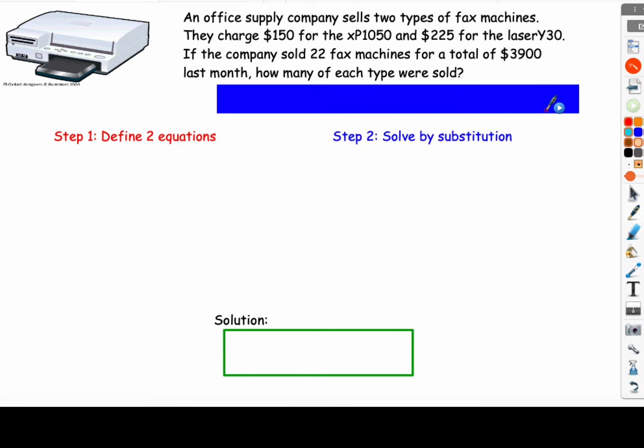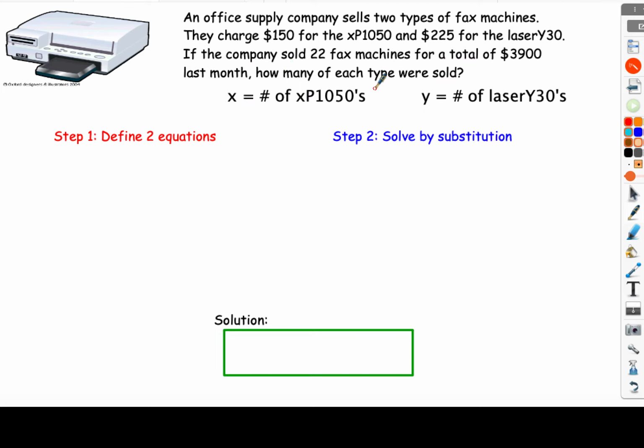Finally, where can we really use this substitution idea? Well, here's just a quick example for you of a real-world example, kind of an old one. An office supply company sells 2 types of fax machines, a way to send old-fashioned paper documents, before we could scan them in and email them to each other. They charge $150 for the XP 1050 and $225 for the Laser Y30. If a company sells 22 fax machines for a total of $3,900, how many of each type were sold?